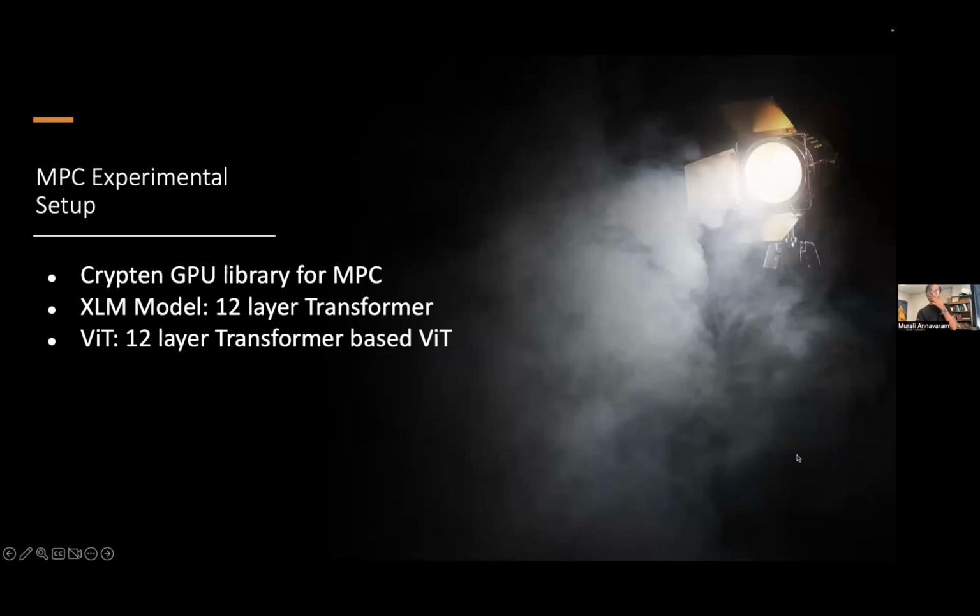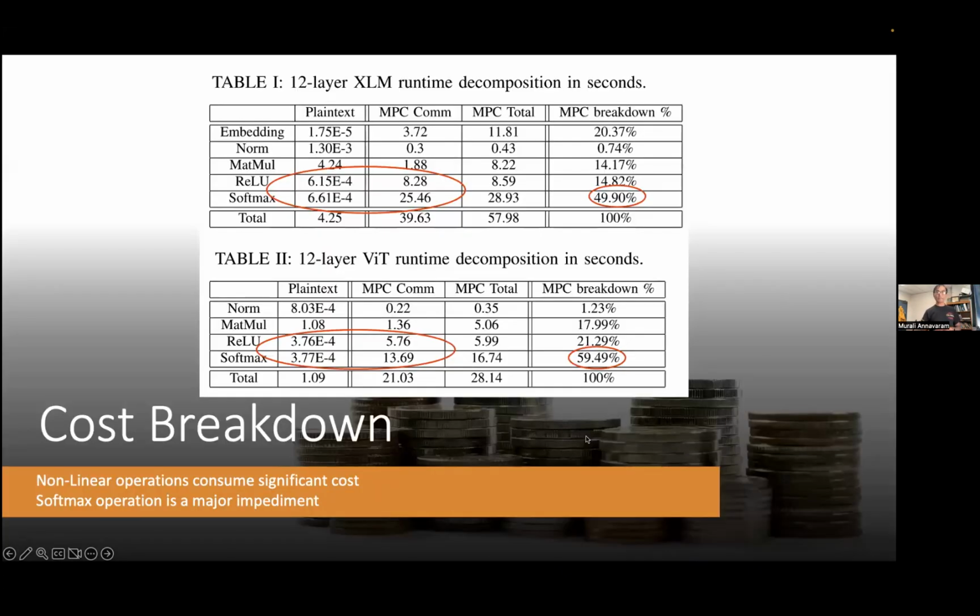Then we implemented this entire thing on our experimental setup, which contains a bunch of GPUs. We picked two models, XLM, which is a 12-layer transformer, and ViT, which is also a 12-layer transformer model on the image classification side of things, using NLP frameworks. And so we ran that experiment to see where the costs are.